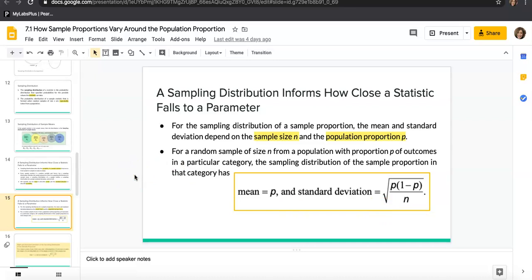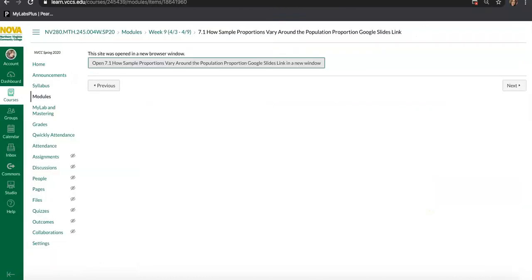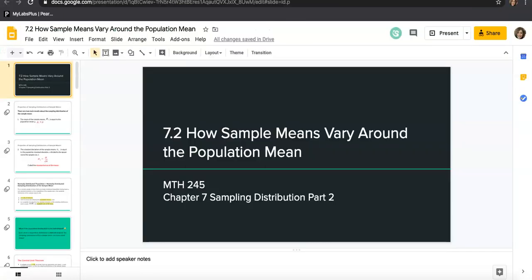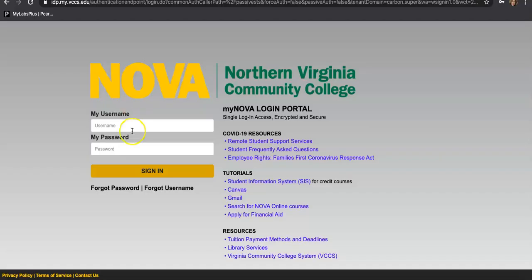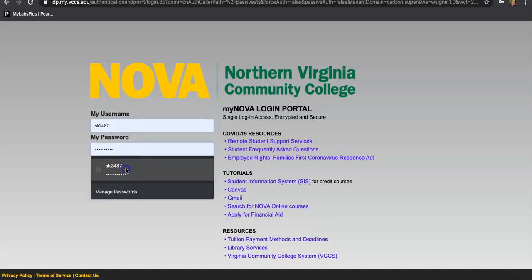We're going to need to first talk about the mean and the standard deviation of the sampling distribution of sample mean. So let's get there first. So let me close these 7.1 stuff.